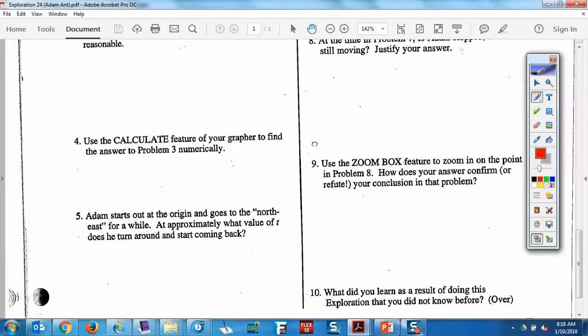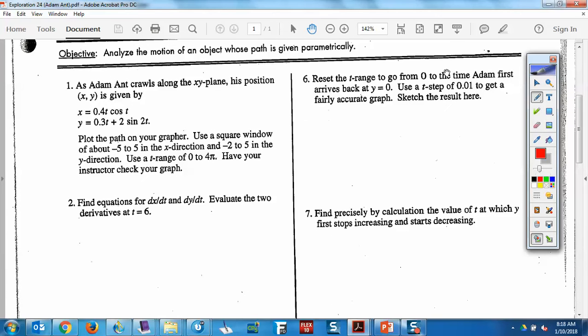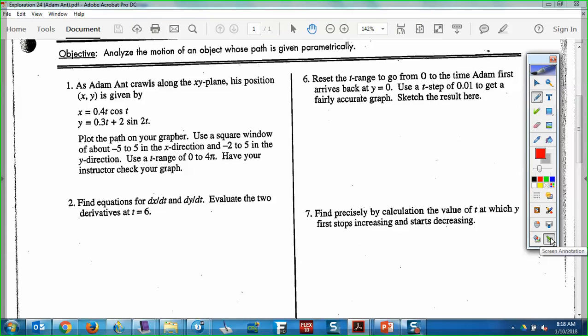All right, so back to this. Reset the t range to go from 0 to the time he first arrives back at y equals 0. So that's about 1.7. Okay, now I went ahead and zoomed in a little more. Use a t-step of 0.1 to get a fairly accurate graph. Because remember, the t-step is how many seconds or whatever. So if you do a t-step of 1, it's going to plot where he is each second. Then that graph could end up looking like, you know, because he was here, then he was here, then he was here. And if you have too big a time interval, you don't get a good graph. So that's why you want like 0.1 or 0.01, and so you get a smoother, more representative graph, okay?